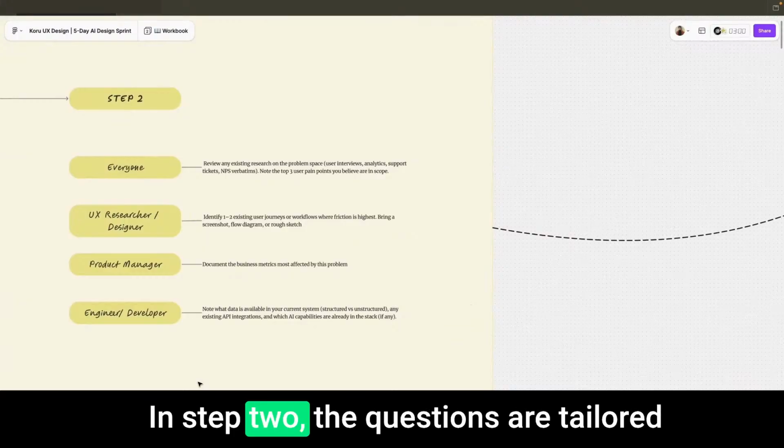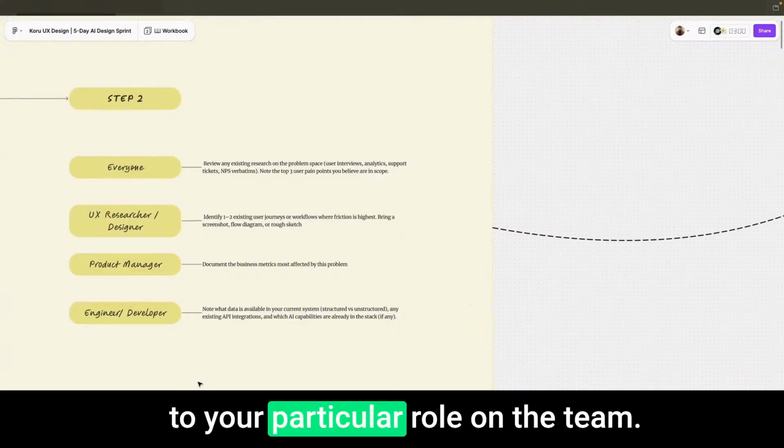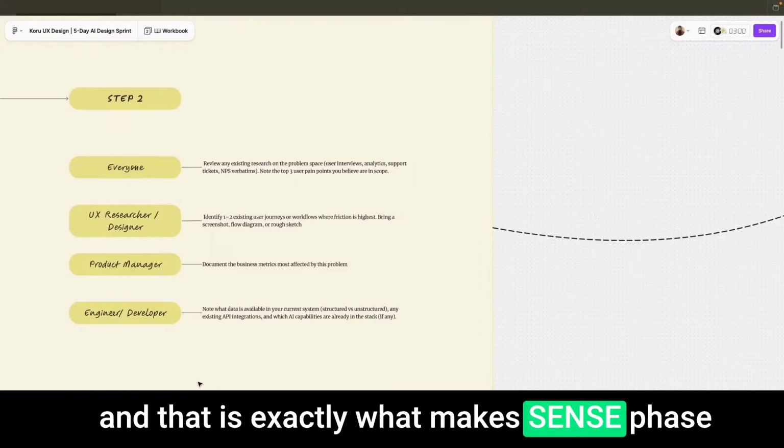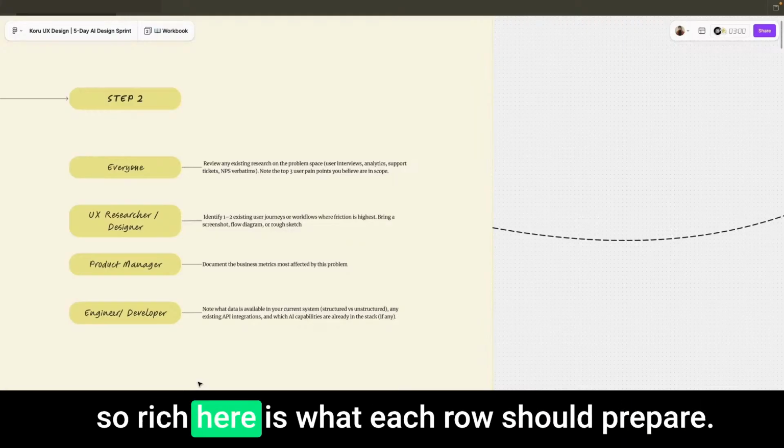In step 2, the questions are tailored to your particular role on the team. Each person brings a different lens to the problem, and that is exactly what makes sense phase so rich. Here is what each role should prepare.